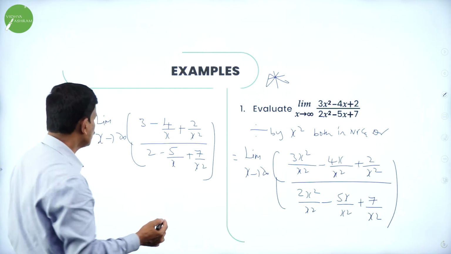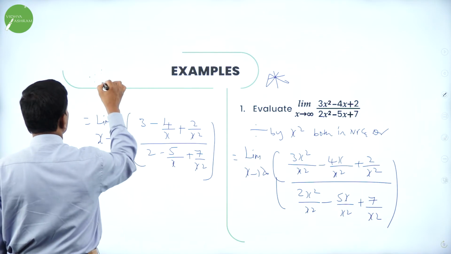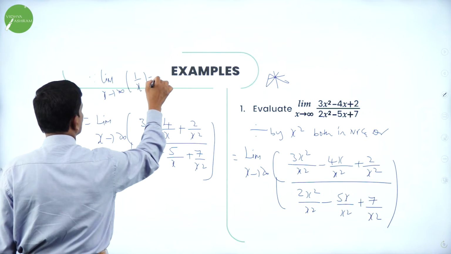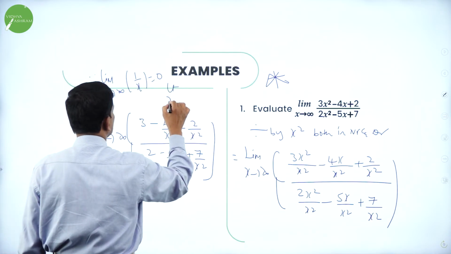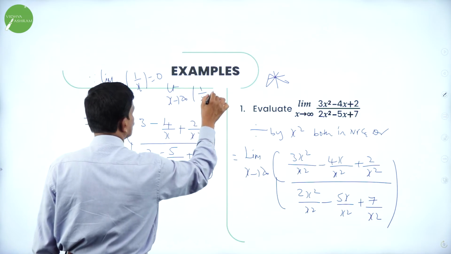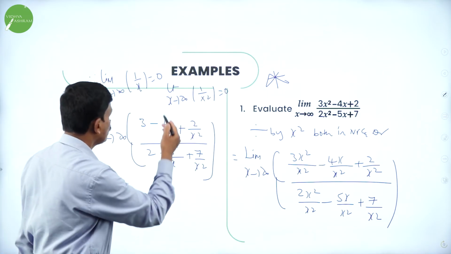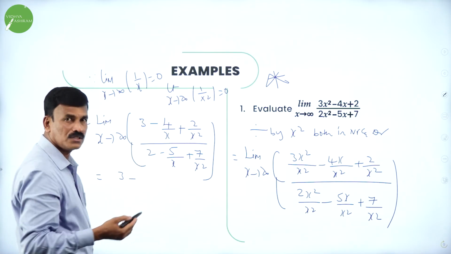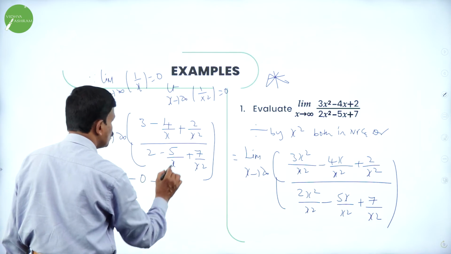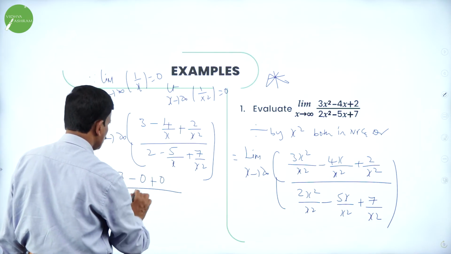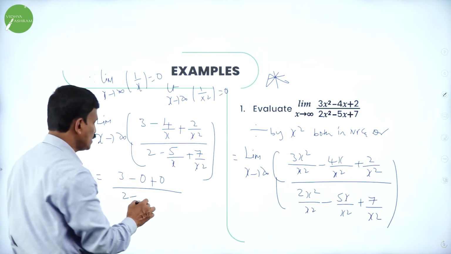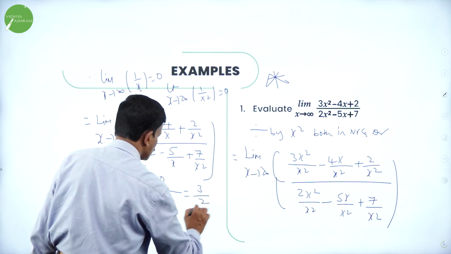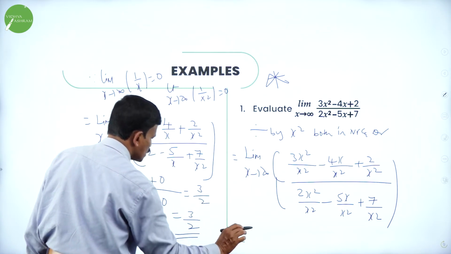Since we know that limit x tends to infinity of 1 over x is equal to 0, similarly limit x tends to infinity of 1 over x square is also equal to 0. If you apply the limit, then this is 3 minus 4 by infinity, which is 0, plus 2 by infinity square, which is also 0, divided by 2 minus 5 by infinity, which is 0, plus 7 by infinity square, which is also equal to 0. That's equal to 3 by 2. The simplified answer is 3 by 2.